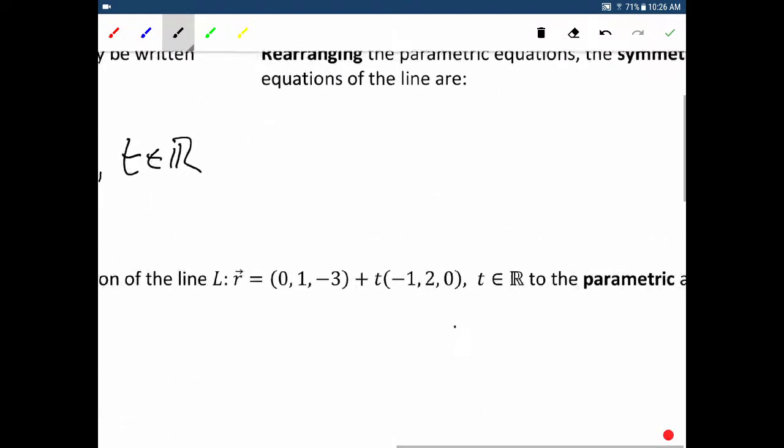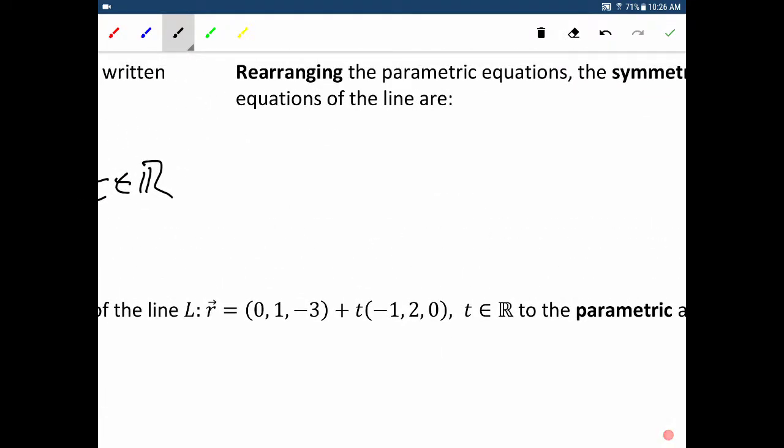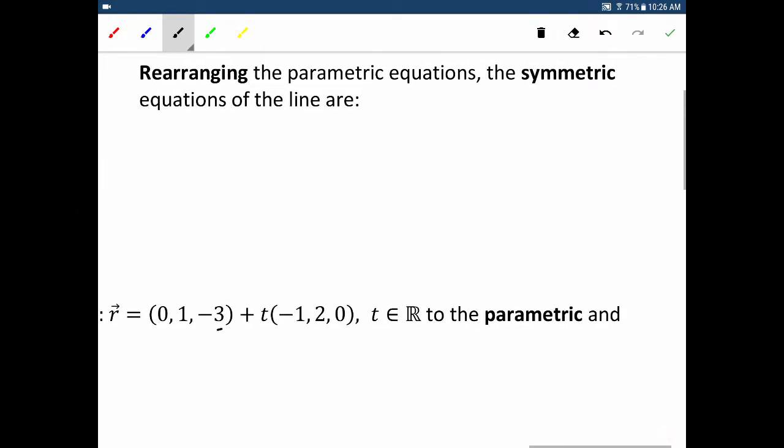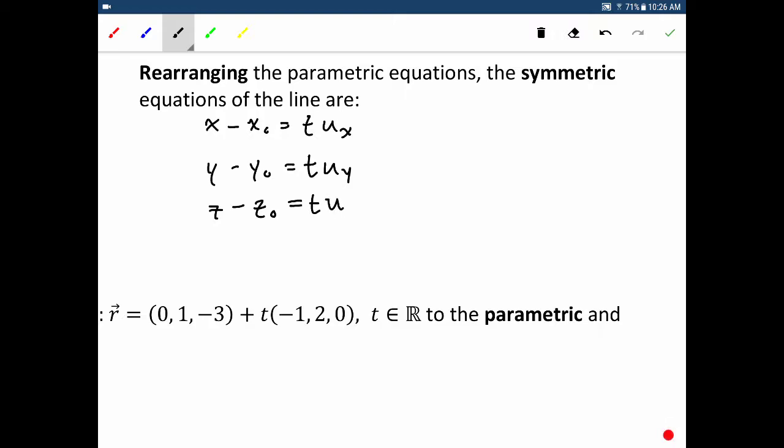But what we can do is rearrange this and get something a little bit different. We can take each one of these and say x minus x0 is equal to t ux, and then I could have the same thing for the other components. All I've done is move that position vector over so it's on the other side.